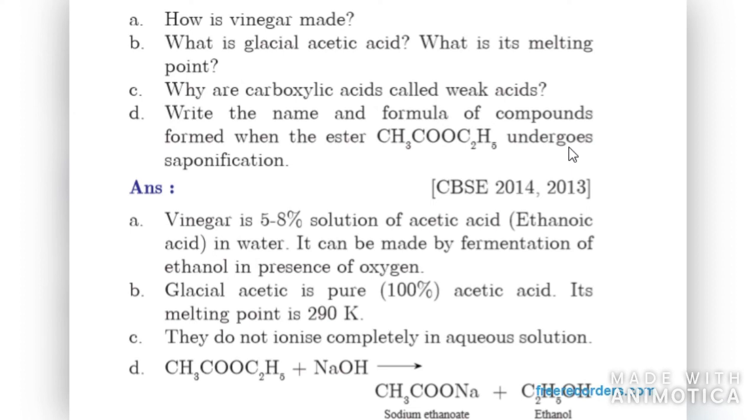In the last one, we have: write the name and formula of compounds formed when the ester undergoes saponification. So when ester reacts with NaOH, it forms sodium ethanoate plus C2H5OH in this case. So you have to write the full equation here and write the formula for compounds formed when ester undergoes saponification.